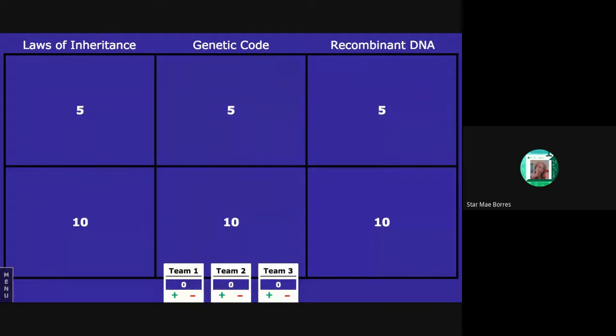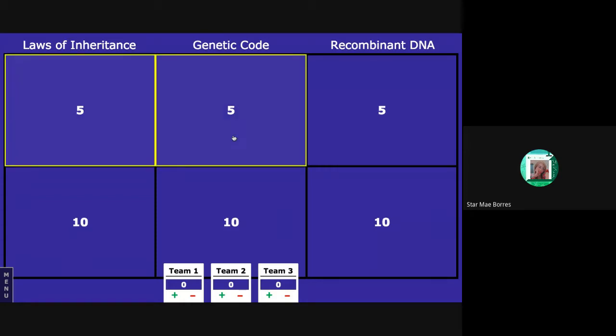Here po, I categorize them. I hope makarara akong screen. I categorize them based on our 3 topics, which would be about loss of inheritance, genetic code, and recombinant DNA. So for the first column, I started with 5 points, the easy questions, and then the second column would be the difficult ones. So I've put it into 10 questions.